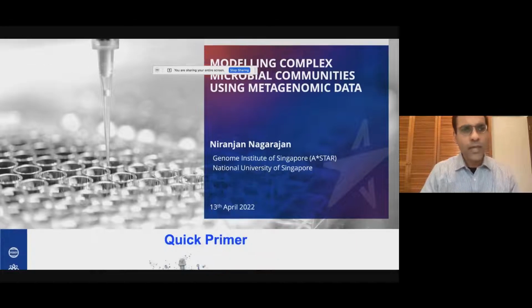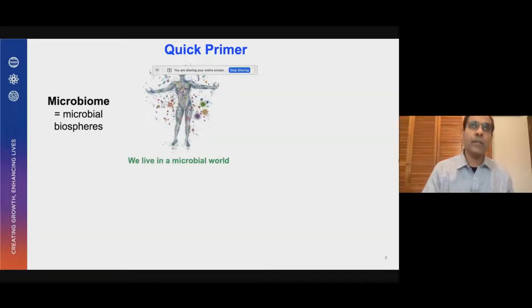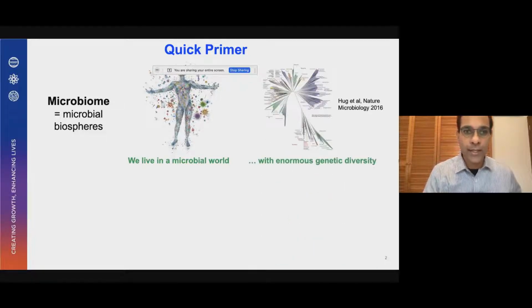So today I'm going to tell you a bit about a topic which is perhaps gaining in prominence, but not the usual human genomics focused computational biology. I'm going to talk about microbiomes. So a quick primer. Microbiomes are really referring to the microbial biospheres that we inhabit. We live in a microbial world. We are only a small fraction of the overall biodiversity that's out there. And this genetic diversity really is there in the microbial world because they evolved much before us.